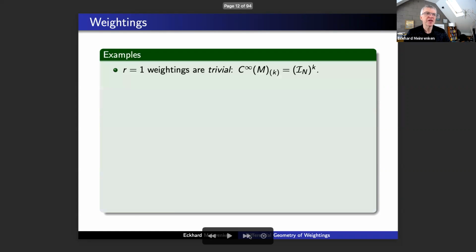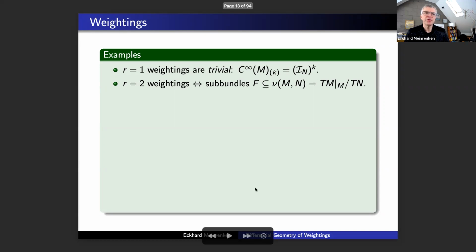All right. So let's go through some examples. So first of all, if R is equal to 1, the order is equal to 1, then as I said, you only have weights 0 and 1. And then these ideals in the algebra of functions are just the kth power of the vanishing ideals. So it's just the usual kth order of vanishing along the submanifold N.